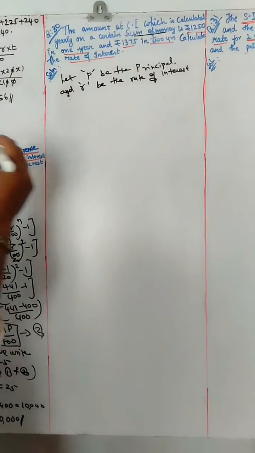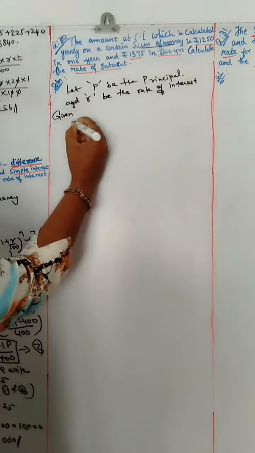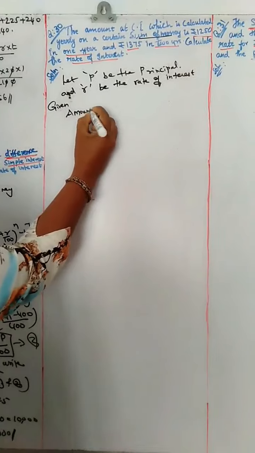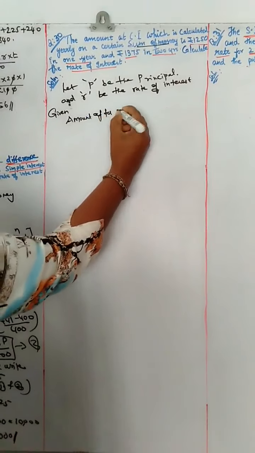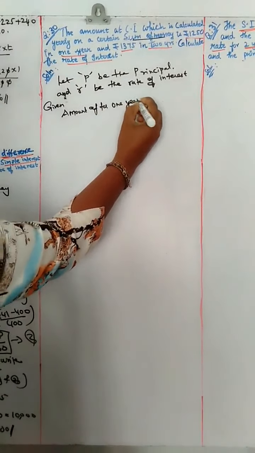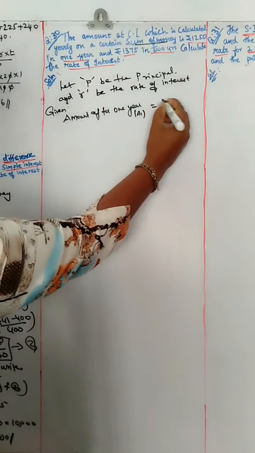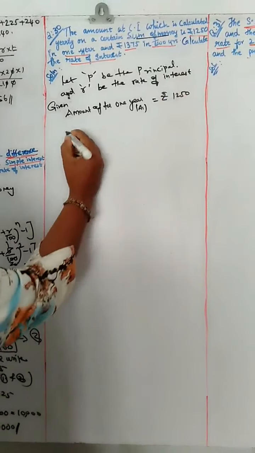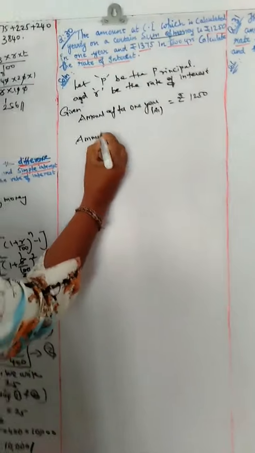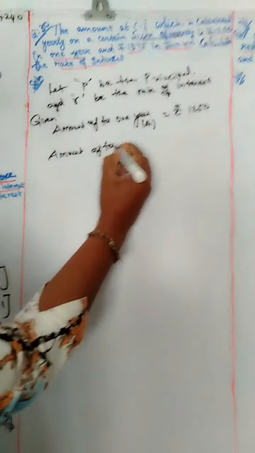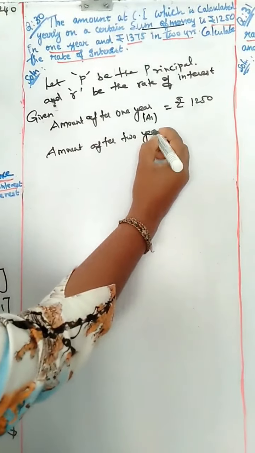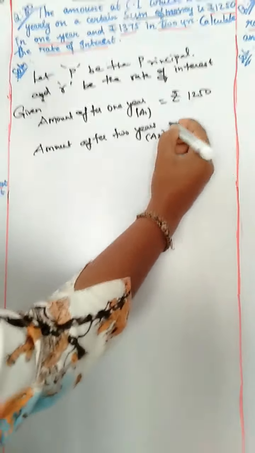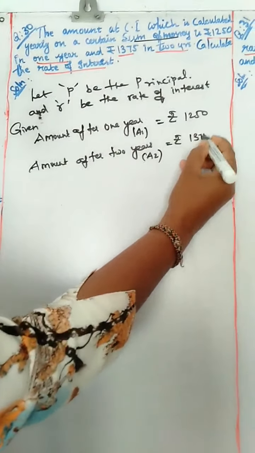Then what is given here? Amount after 1 year, which is A1, that is rupees 1,250. Then amount after 2 years, which is A2, that is rupees 1,375.